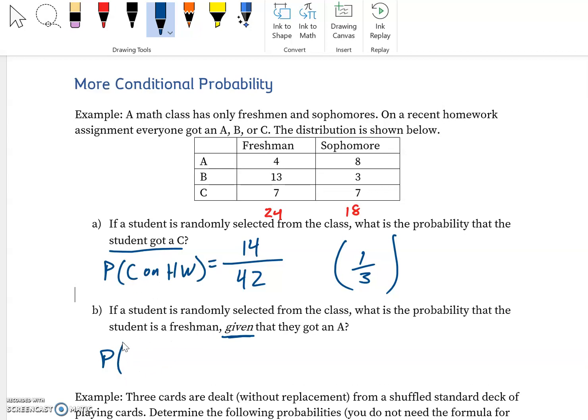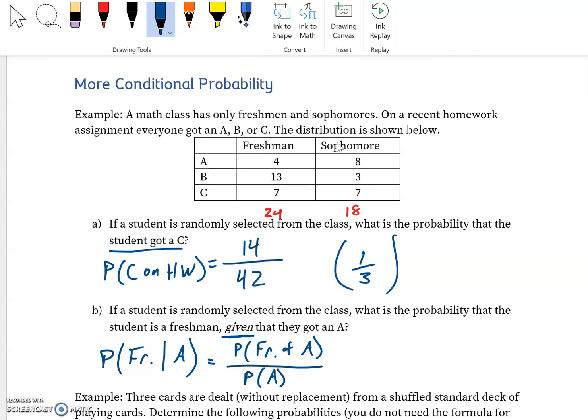We're saying, what is the probability that they're a freshman? I'm just going to do FR, given that they got an A. Right, so this is kind of a nice shorthand for that. So remember that this is the probability that both things happen, so freshman and they got an A, divided by the probability of getting an A.